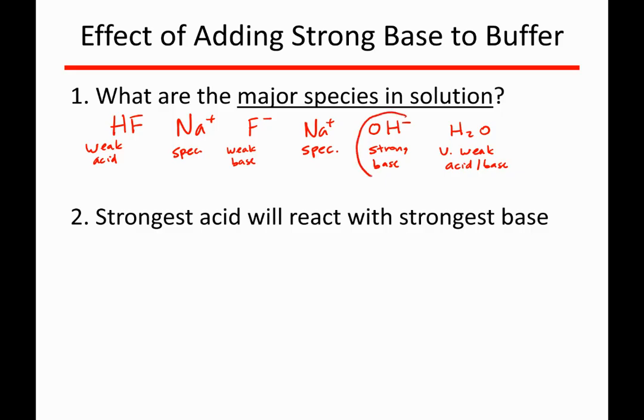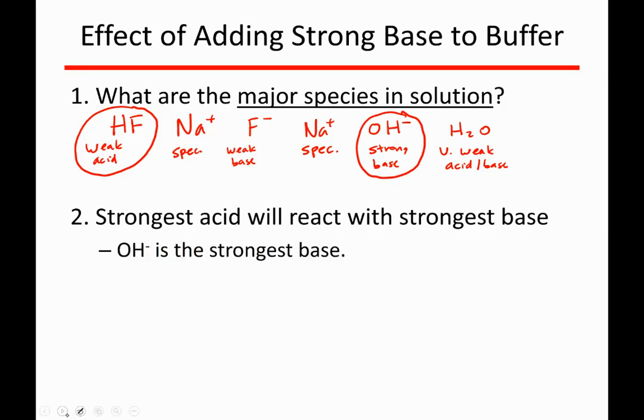That's the hydroxide ion. That's going to react with the strongest acid that we have in our solution. We have two choices. We can choose HF or we can choose water. Those are the only two acids that we have. Neither of them is strong, but we have to pick which of the two is the strongest. And HF, as a weak acid, is stronger than H2O, which is a very weak acid. So the strongest acid that I have in my solution is HF. The strongest base that I have in my solution is the hydroxide ion. These two will react with one another.